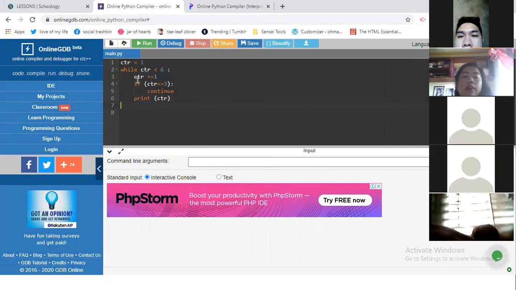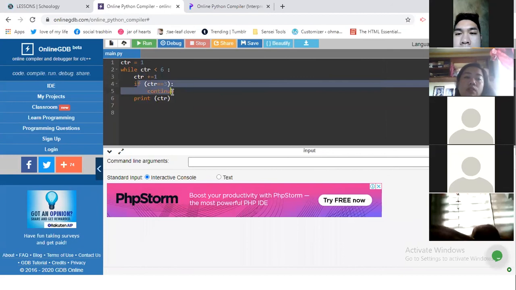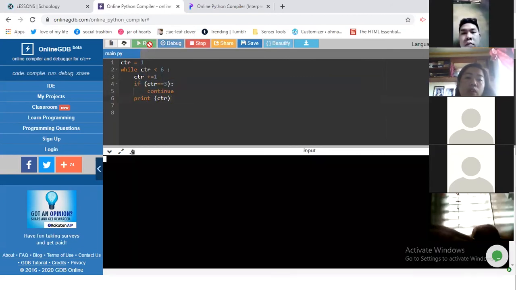Okay. So, nasa taas yung increment, condition, instruction. What will happen? 1, 2, 3, go. Counter equals 3, continue. Nag-skip siya ng continue. Para ma-print yung 1 pala. 1, 2, 3, 4, 5, 6.